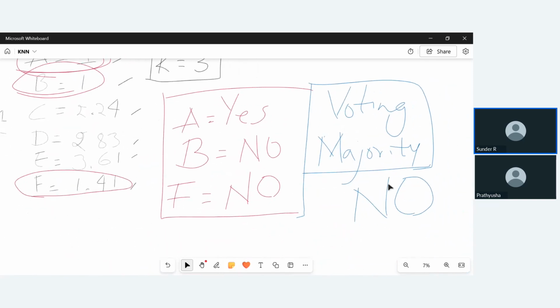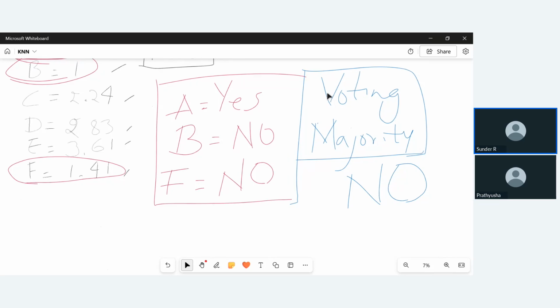So in case of classification, you will choose majority voting. Whichever is repeated the most, you consider the same for the new data point. But in case of the regressor, you will be finding your mean. Is it clear, guys? Hope I am clear.